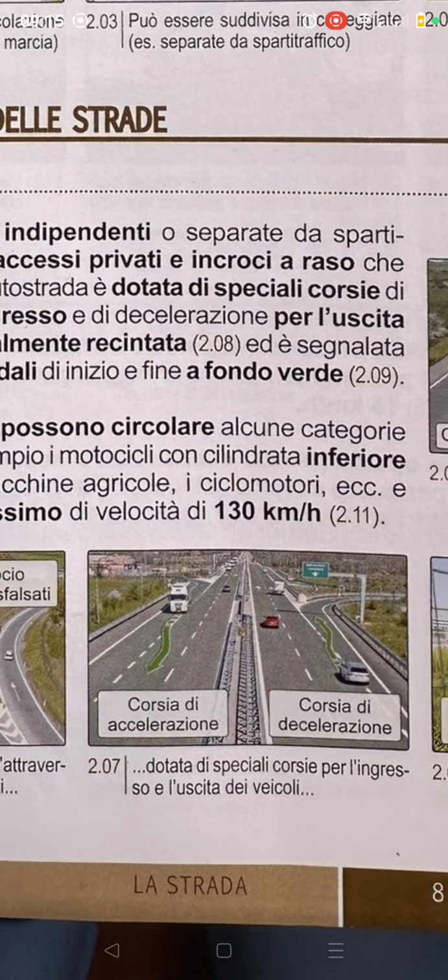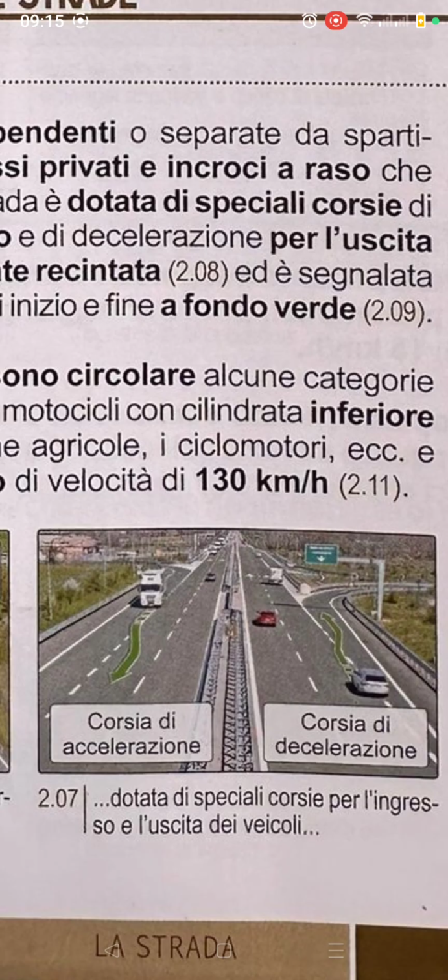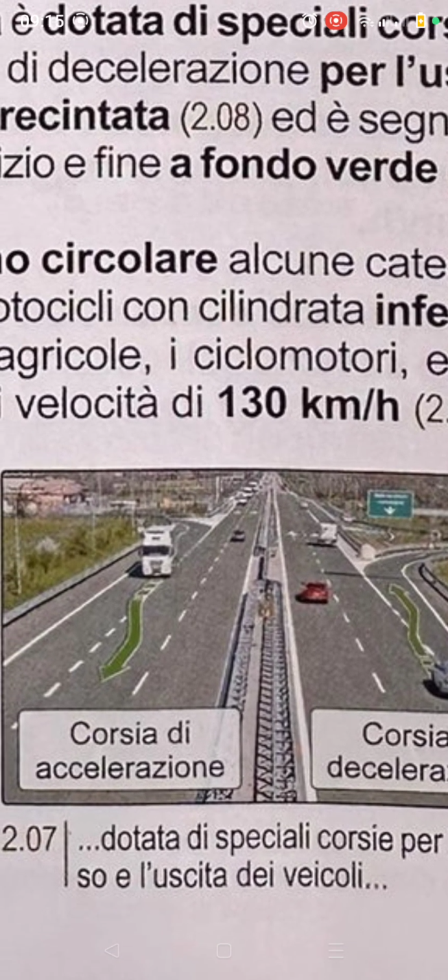Then the next picture. Corsia di accelerazione. When they say corsia di accelerazione, it is the acceleration lane, the entrance lane, the lane used to enter the highway. If you look at this trailer very well, look at where the green arrow is pointing, towards the main circulation. This trailer is about to enter the circulation. That is why the lane used to enter the circulation is called corsia di accelerazione, the special lane for entering the highway. It is what the trailer is using to enter the highway right now, as you can see.